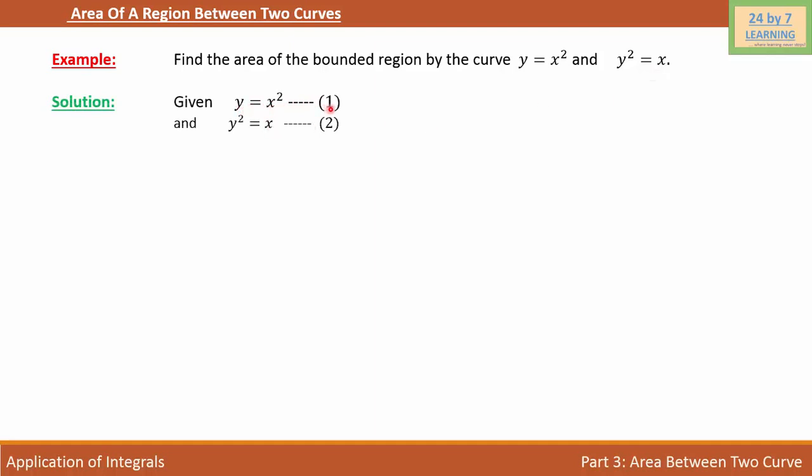Let's suppose this is the first equation, and y squared is equal to x. This is our second equation. Let's solve these two equations simultaneously.